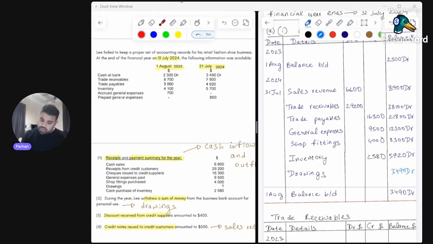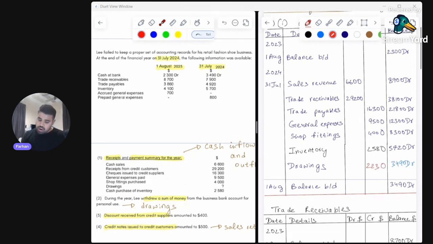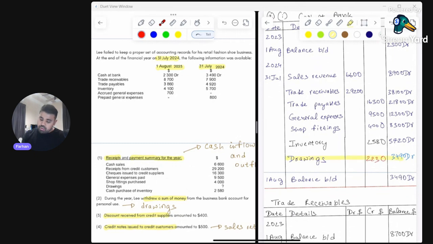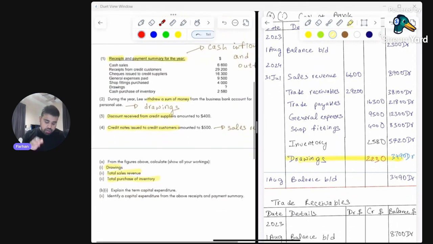It's 2230. So that's the amount for cash drawings which we have made in this year. And that is the requirement that we needed to derive from the first part of the question. Again, I'll just quickly go through this.